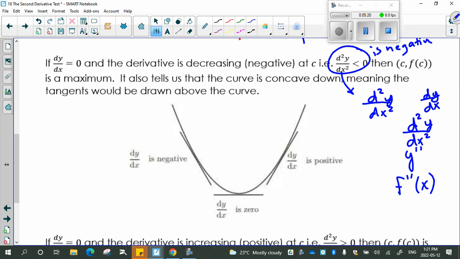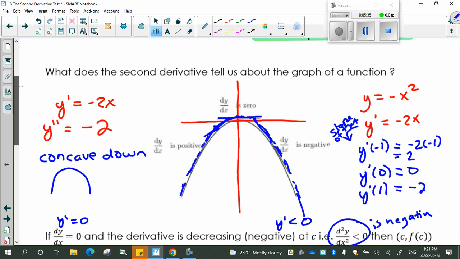So if the first derivative is 0 and the second derivative is negative, then your critical point is a maximum. So let's just look at that again. Does it make sense that our first derivative would be 0 right there? Yes, and our second derivative is negative, and this is in fact a maximum. Okay?